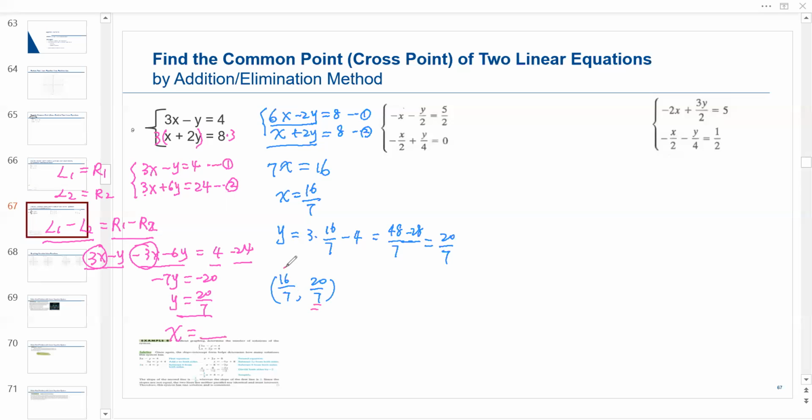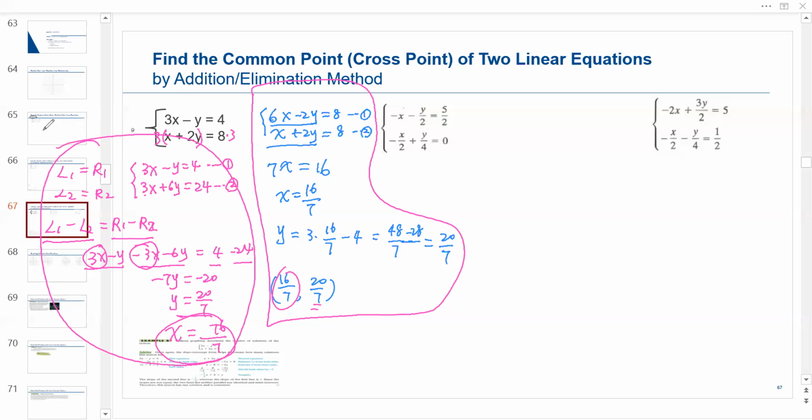Definitely, it should be this one. It should also equal the one here. You can do it by yourself right now. The first method is make y disappear first, and the second method is make x disappear. So both work. Finally, a common point.